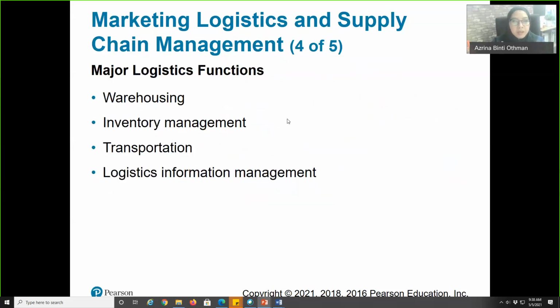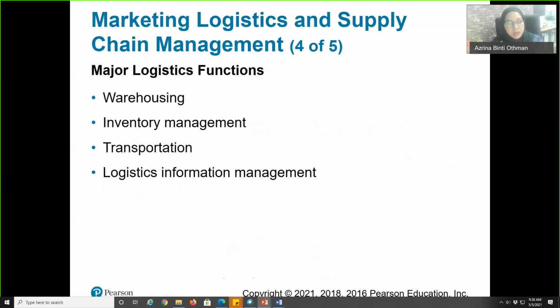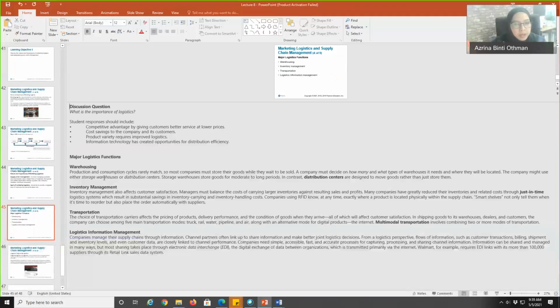So, apa function logistik? Okay, functionnya sebagai warehousing. Kenapa kita perlukan logistik? Supaya kita boleh letak stok kita, warehousing. Inventory management, transportation, logistic information. So these are some of the logistic functions.